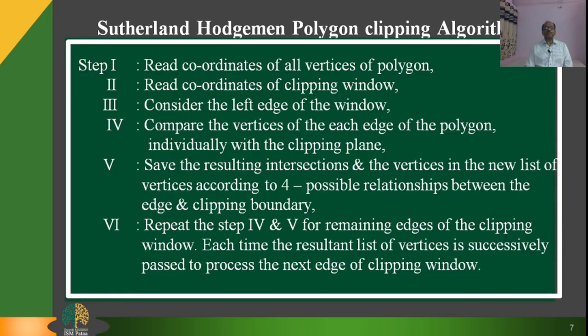Then for this purpose there is an algorithm developed by Sutherland, which is popularly known as the Sutherland-Hodgman algorithm. Accordingly, we read the coordinates of all vertices and the coordinates of the clipping window, by which we see what part falls in the window and what edge comes outside the window. So, consider the left edge of the window, compare the vertices of the polygon individually with the clipping boundary, and next we save the resulting intersections and the vertices in the new list of vertices according to the four possible relationships between the edge and the clipping boundary. Repeat these steps for the remaining edges of the clipping window. Each time the resultant list of vertices is successively passed to process the next edge of the clipping window.